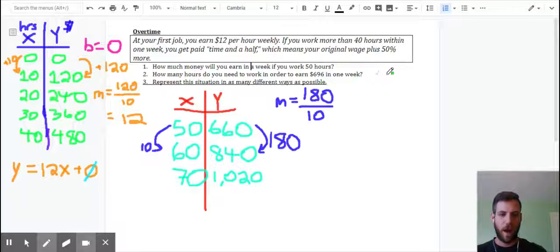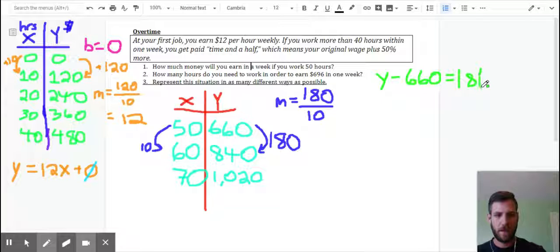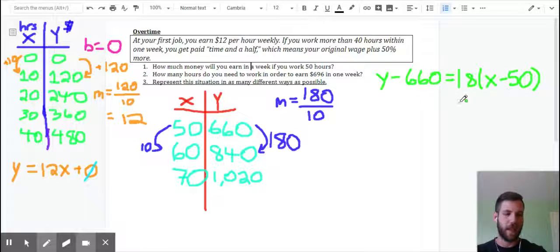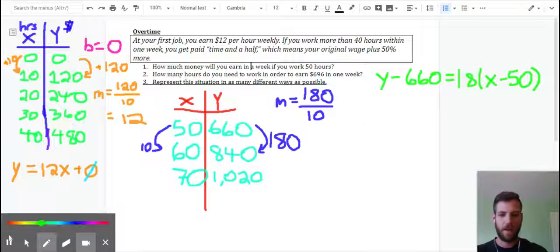So we're going to do y minus our first y point, 660, and then that is going to be equal to our slope of 18, 180 over 10, times x minus our first x point of that table, which was 50. And all you need to do once you have set this up is just get y by itself completely and simplify the right side as well.